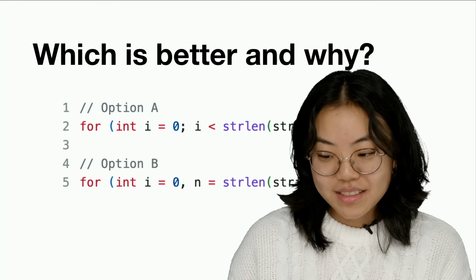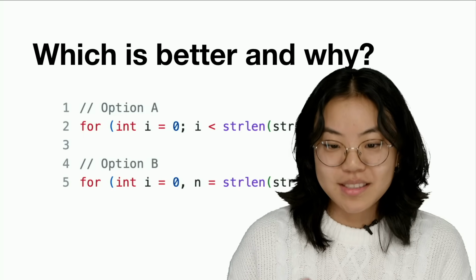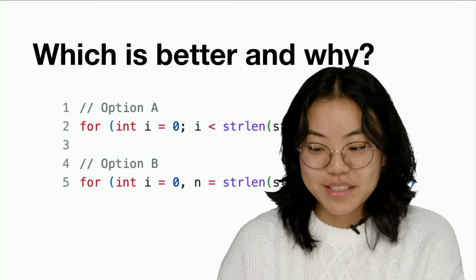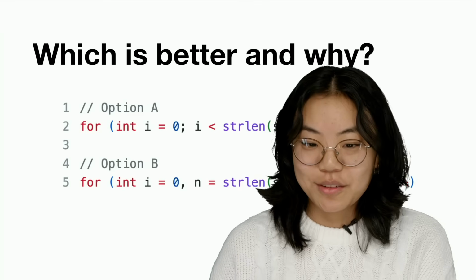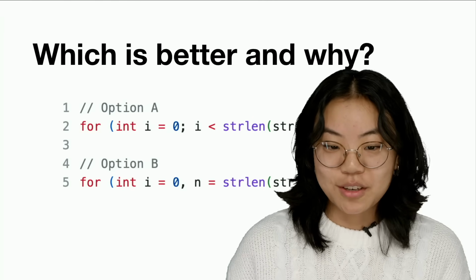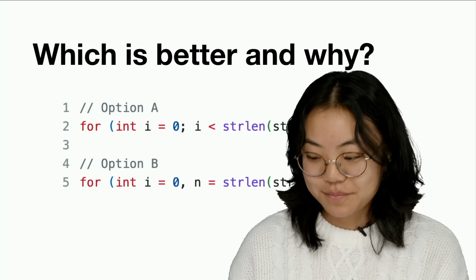If we kept it as option A, we'd be doing a lot of unnecessary computation because we have to get the length. We're asking every single time, how long is the string? When you run this loop, it's not necessarily going to change lengths.